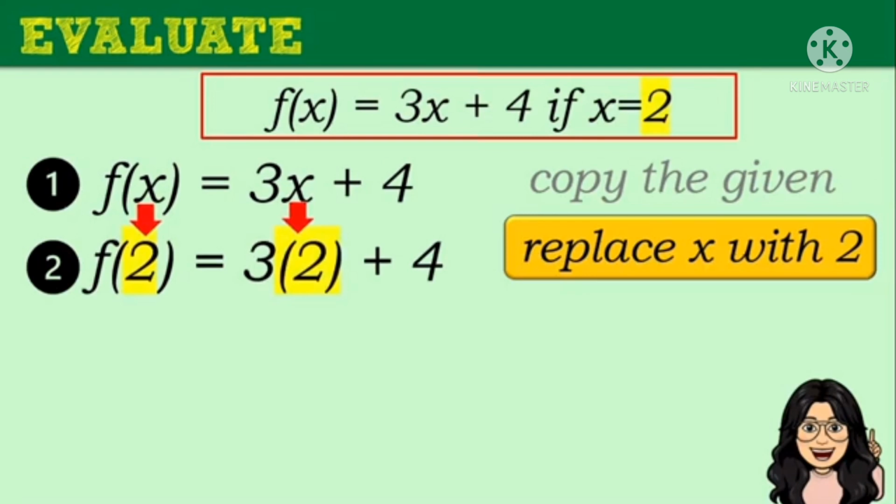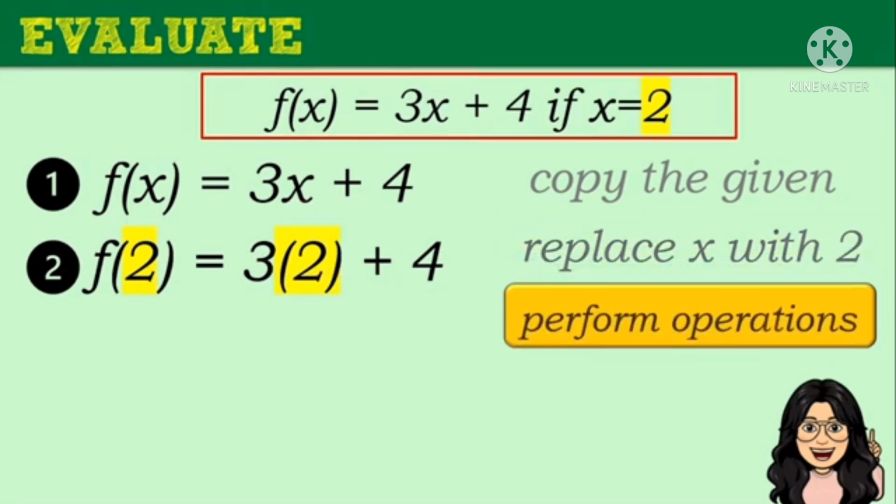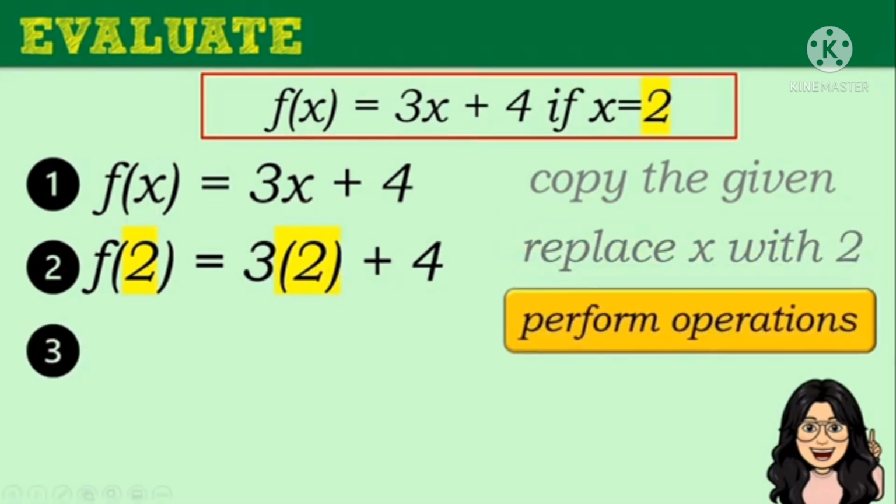Step 2, replace x with 2. So we have now this one. We substitute the value of x, which is 2, in the given equation. So we now have f of 2, right here, is equal to 3 times 2 plus 4. Next, third step, perform the indicated operations. So that means we will multiply 3 and 2 on the right side of the equation. So we will copy first f of 2 is equal to 3 multiplied by 2, the product is 6. Then copy plus 4. So we have here 6 plus 4.